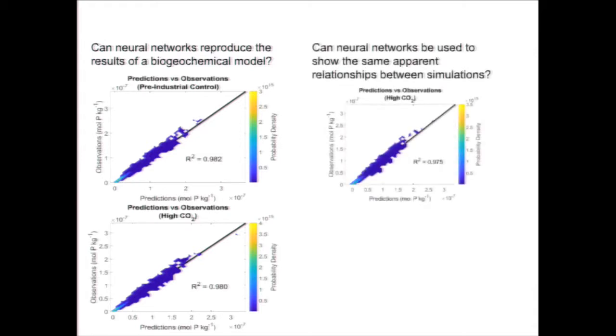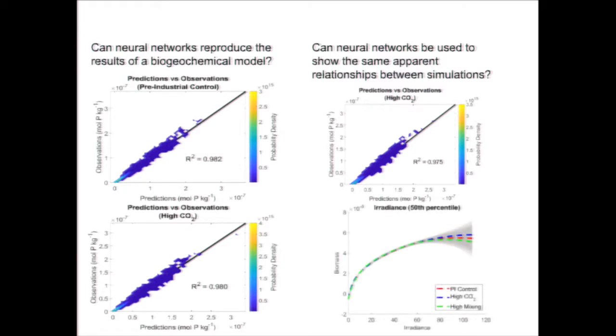Then we wanted to get into the question, can neural networks be used to show any sort of relationship within these simulations? So what we did was we took a neural network, trained it on this pre-industrial case, and then gave it the inputs from this high CO2 case. And these are the observations. The implication being there that trained neural network was actually able to capture the underlying dynamics of that system.